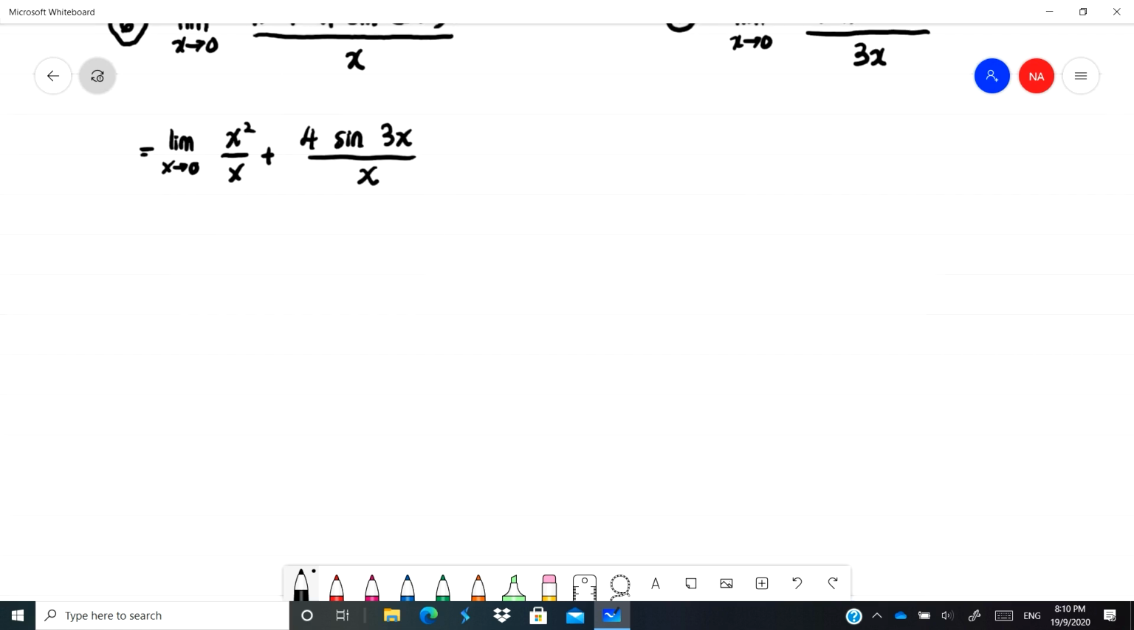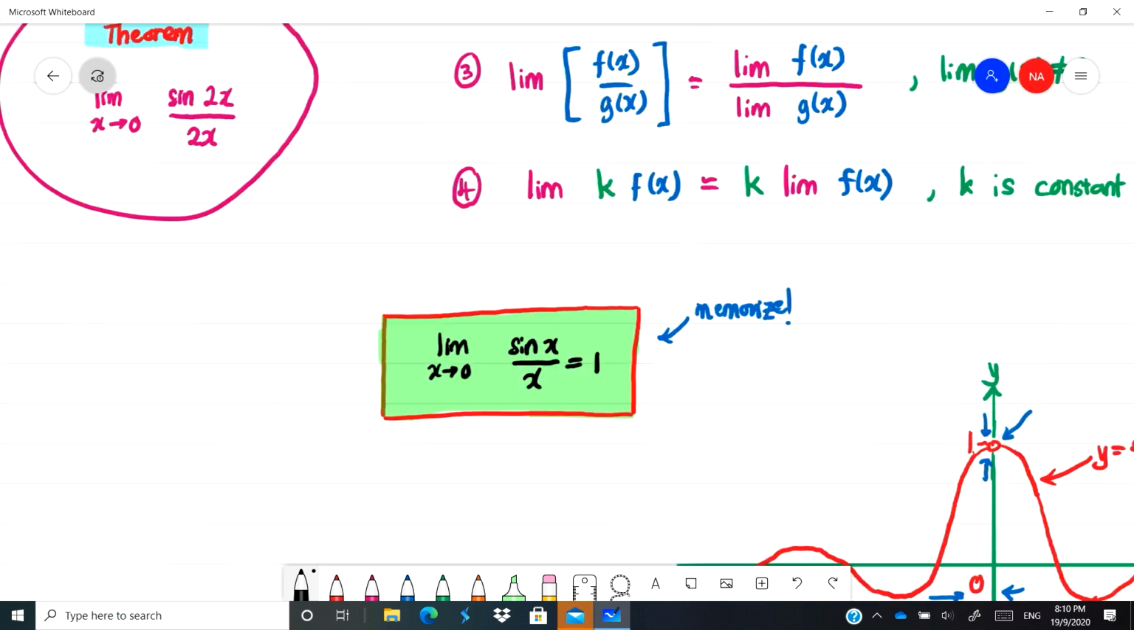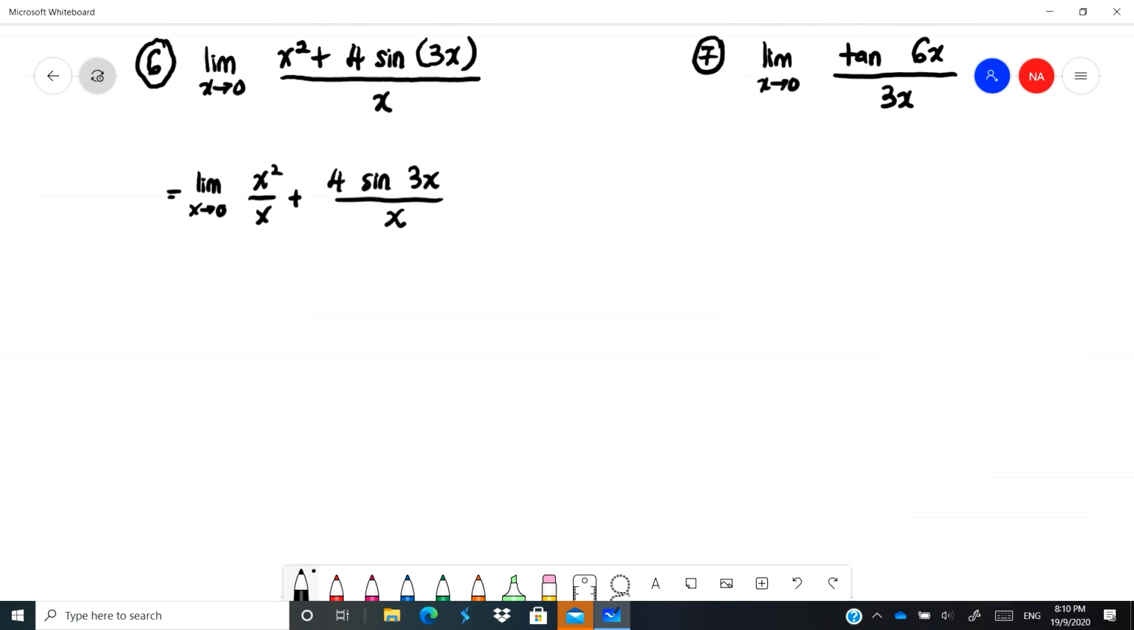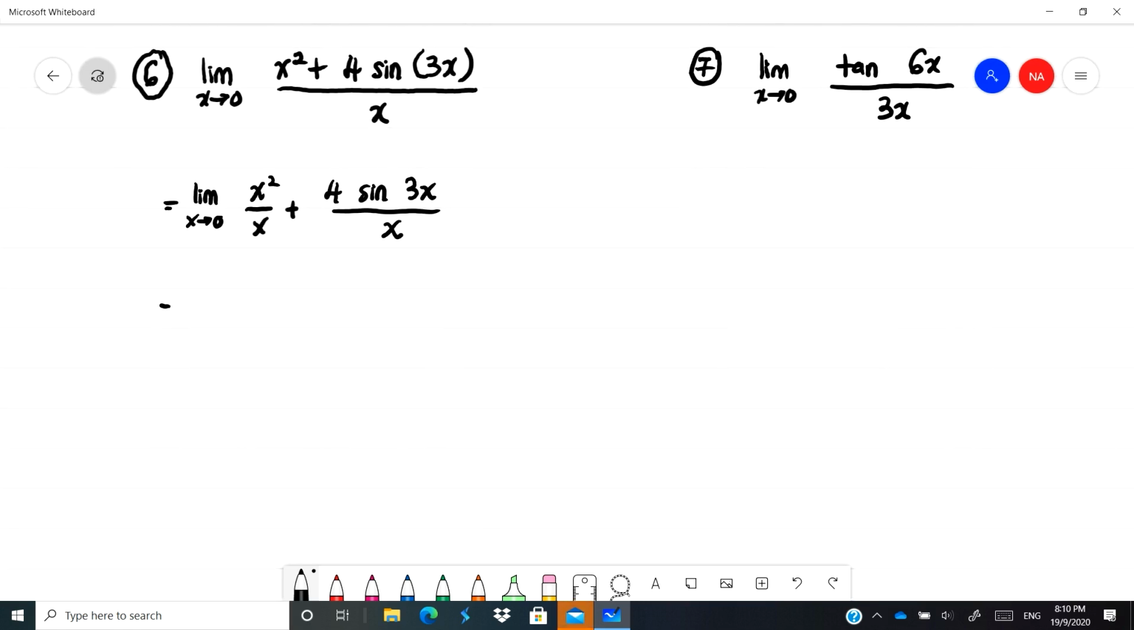Please take note that this can be simplified, and we can use the properties of limit where the addition will be distributed with the limit. So limit as x approaching 0: you simplify this one, x squared over x will be x, plus, now I'm going to distribute this limit as x approaching 0 to both terms.